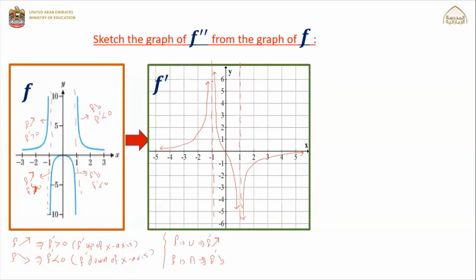If I talk about increasing and decreasing, as we see here, f is concave down from minus 1 to 1. So f prime is decreasing all the time from minus 1 to 1. This is the graph of f prime.